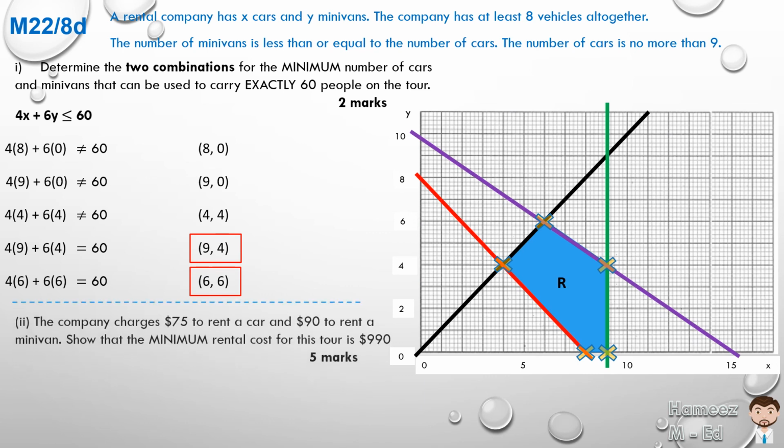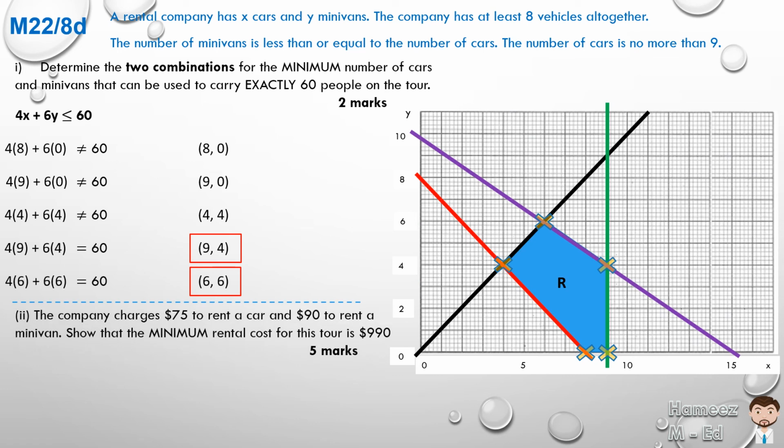Part 2, the company charges $75 to rent a car and $90 to rent a minivan. Show that the minimum rental cost for the tour is $990. So if we're working out the cost at $75 for each car, that will be 75x plus 90y, as it is $90 for each minivan. And if we want exactly 60 people, we found in part 1 that there were only 2 ordered pairs, 9, 4 and 6, 6, which gave us exactly 60 people.